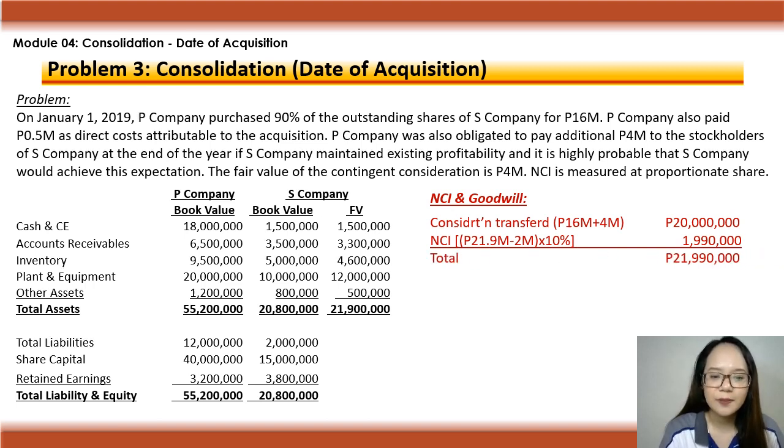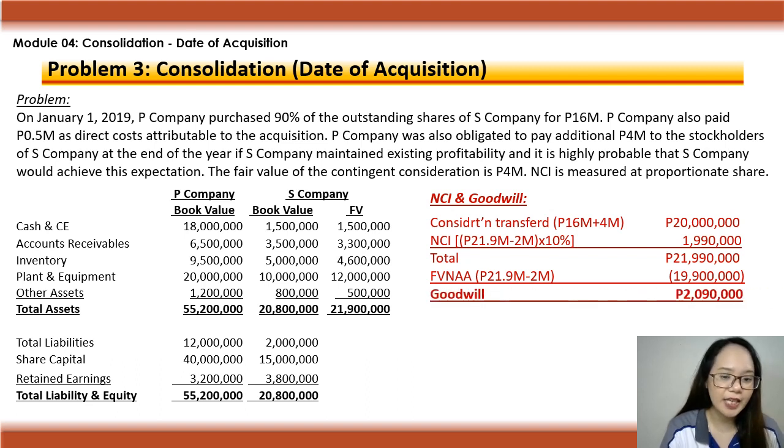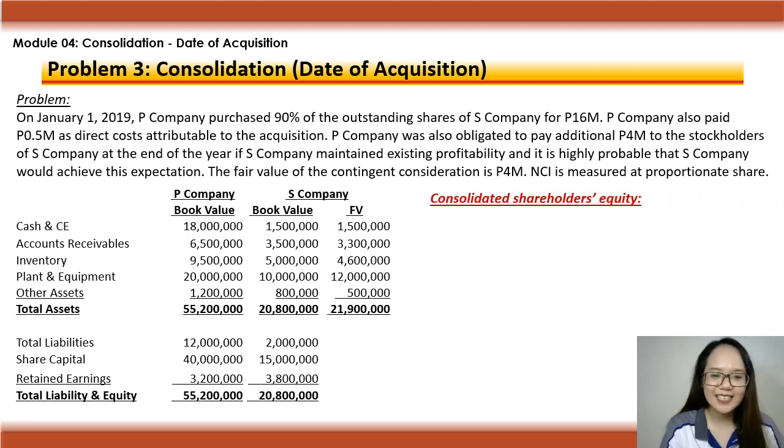Times 10%, 1,990,000 pesos. Your total value of the business is 21,990,000 less the fair value of net assets acquired, 19.9 million yung kinompute natin kanina. Your goodwill is 2,090,000. Okay. Next. How much is your consolidated shareholders' equity as of acquisition date?